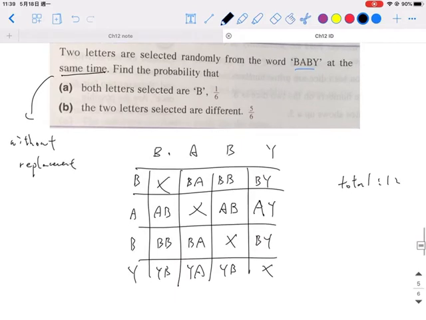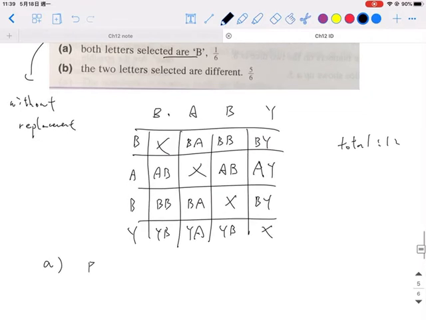So for part A, the probability that both letters are B. So it's both B. How many of it? I try to use a red circle, the first one, and then the second one. So we have 2 only, right? So the answer should be 2/12. That means 1/6. And then for the second one, the 2 letters are different.